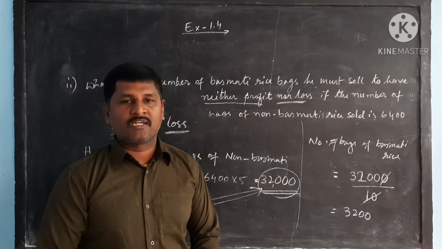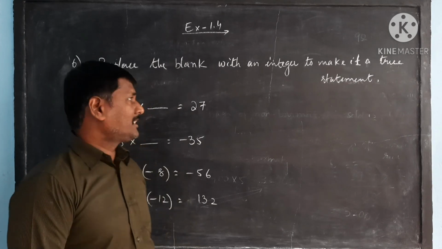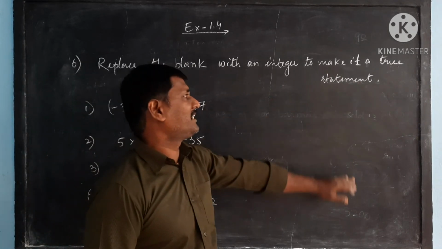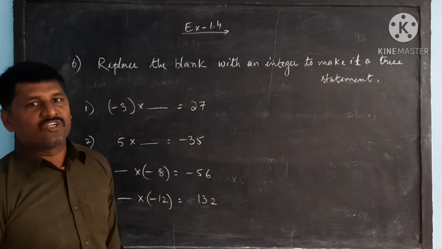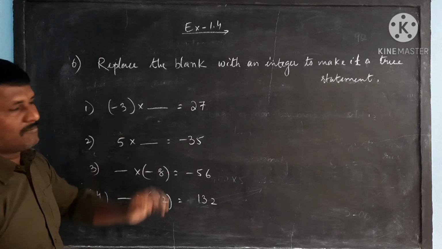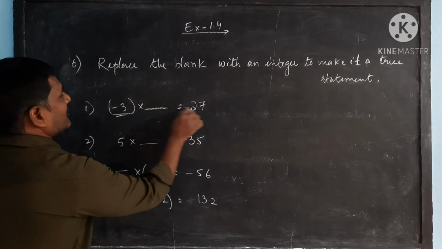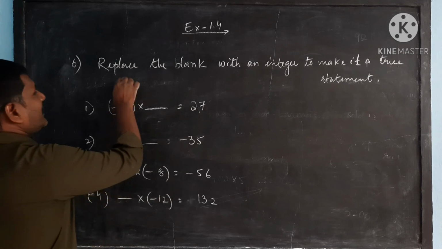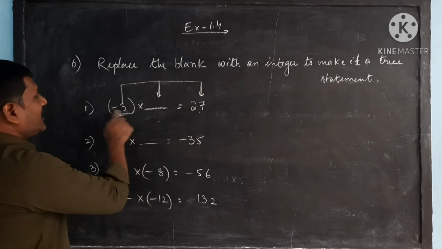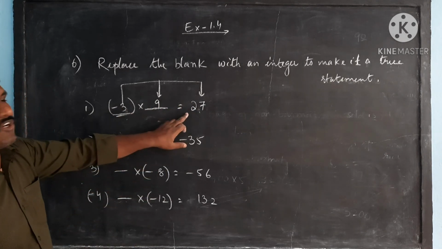Now let us move to the last question of this exercise 1.4. In the last bit, it is given: replace the blank with an integer to make it a true statement. So you have to replace all the blanks to make the statement true. So the first question: it is given minus 3 into blank, then you get 27. So when 3 is multiplied by what number do you get 27? You know that in the 3 table, 3 9s are 27.